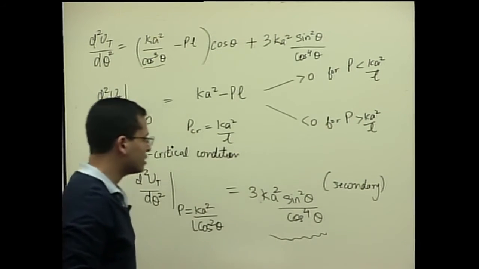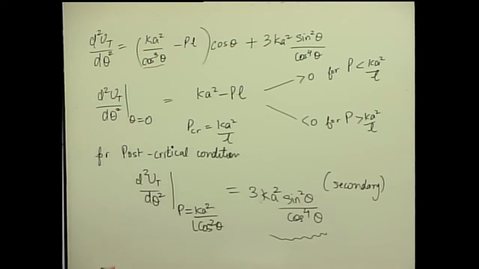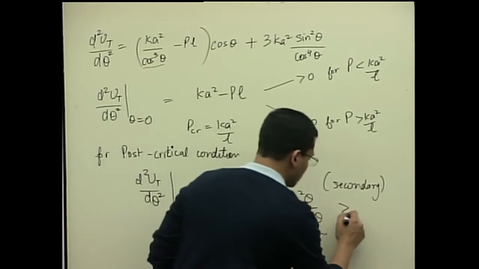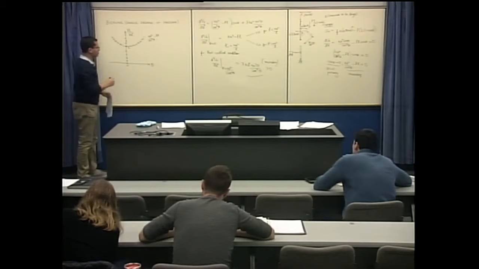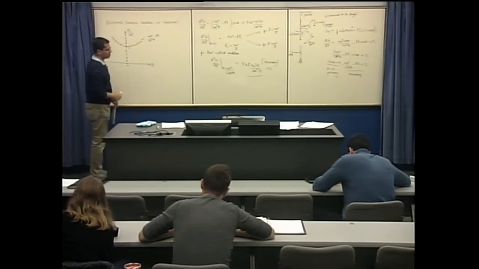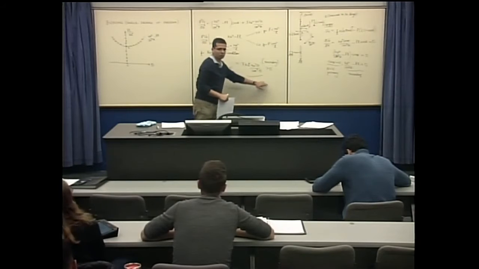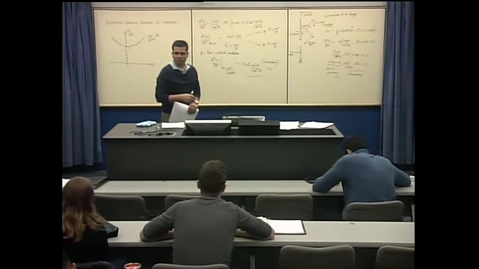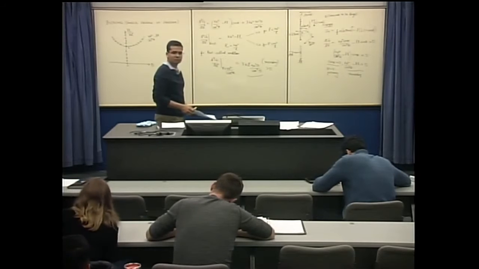So it becomes 3Ka square sine square theta over cosine raised to power 4 theta, and we can see that all the trigonometric terms are even powers, so this term will always be positive, so our potential energy is minimum, right? So it means that this post buckling path is stable. So all these points here are stable. The post buckling path becomes stable because the second derivative for the secondary solution is greater than 0, so the potential energy will always be a minimum. We will have a stable bifurcation, a stable post buckling path. Any questions at this point?